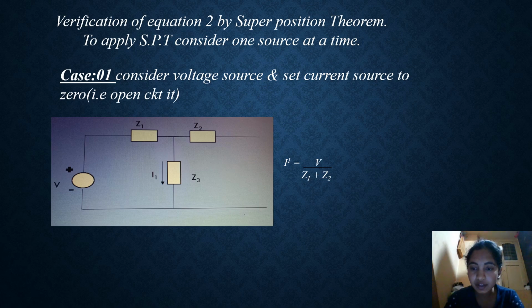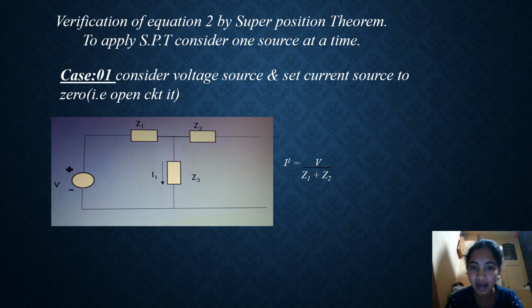So let us come to verification of equation 2 by the superposition theorem. To apply the superposition theorem, consider one source at a time. In case 1, consider the voltage source and set the current source to 0, for example, open circuit it. In this diagram, in case 1, we consider the voltage source and set all the current sources to 0.